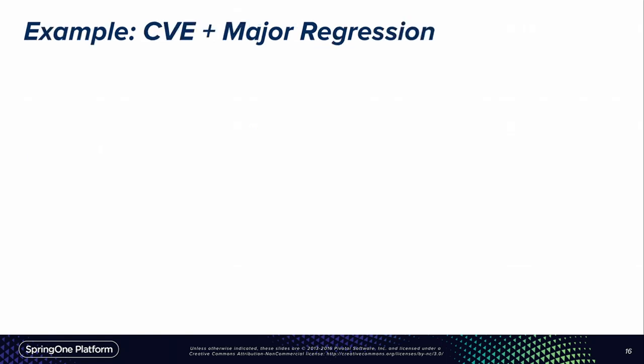So with the last few minutes, let me go over a couple examples of how our CI pipeline has saved us in the real world. So the first example here is of a CVE plus a major regression at the same time. A CVE fix and a separate major regression at the same time.